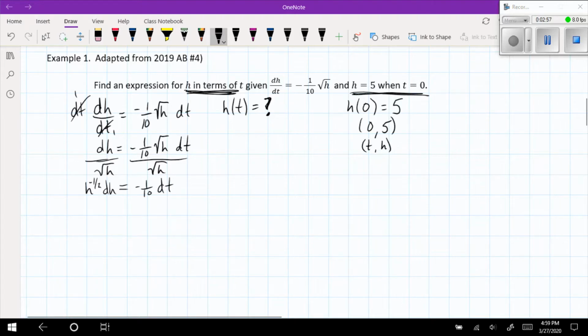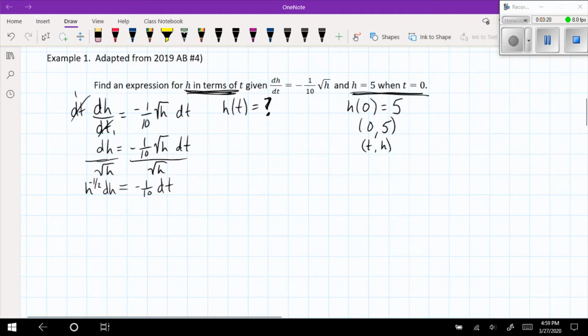And now I definitely have my h variables on the left-hand side of my equal sign, and my t's are on the right-hand side with the constant, which is where I'd like to keep my constants anyway, on the right-hand side with the t's. So I need to integrate now. And I know most of you would simply put an integral sign on both sides of your equation like this.